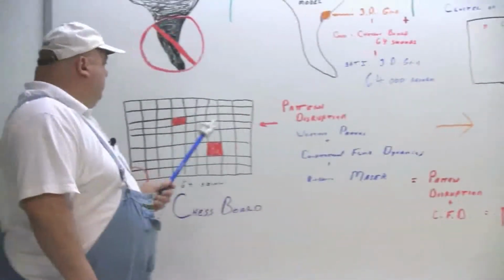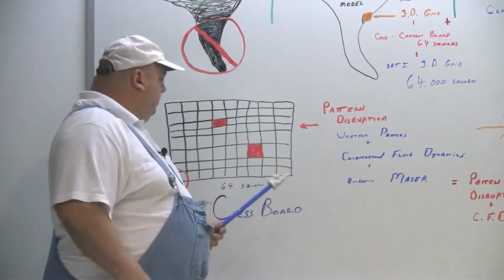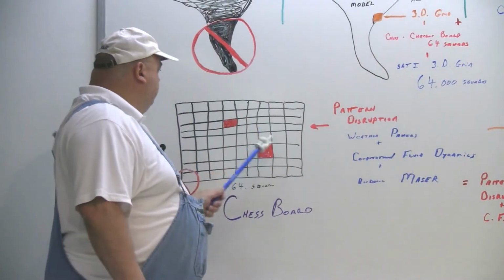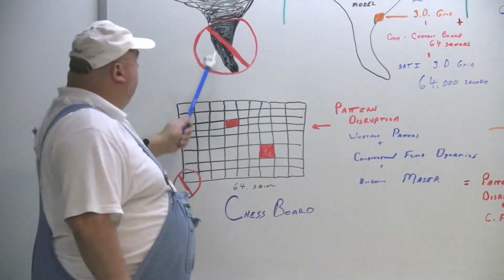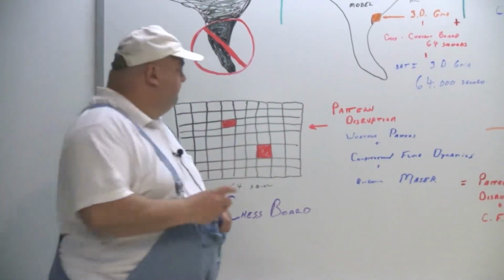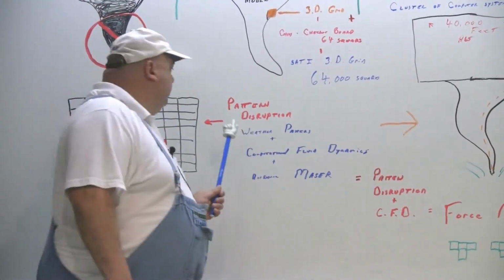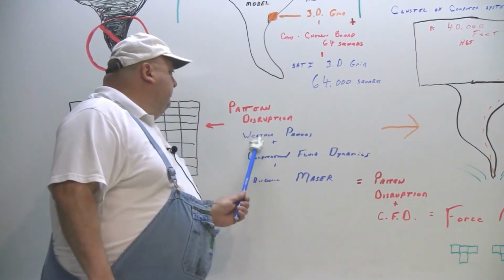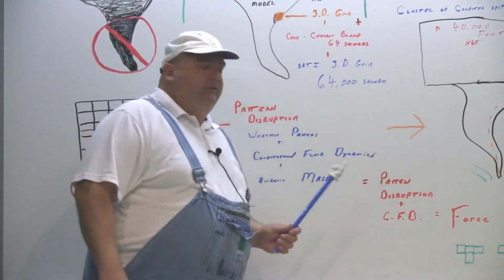But anyway, here, this is a 64 square chessboard. If I manipulate different patterns at different times, I can stop the final outcome, which is the funnel cloud touching the ground. The pattern disruption is a sum of the weather patterns, computational fluid dynamics, and the airborne maser.